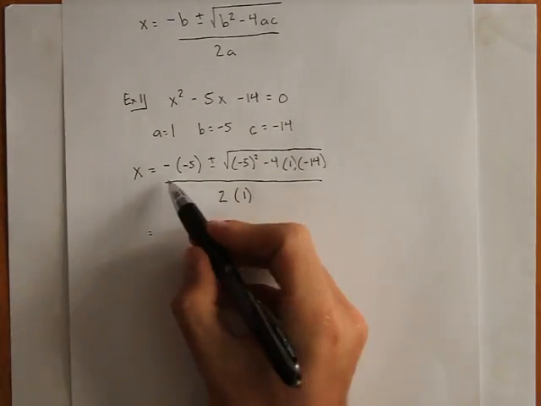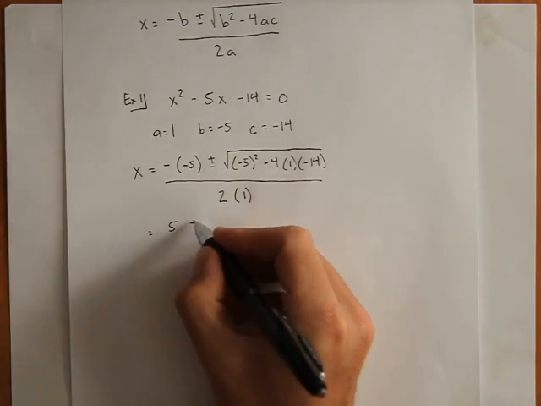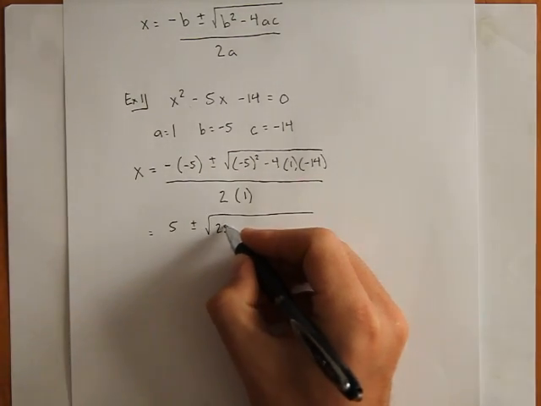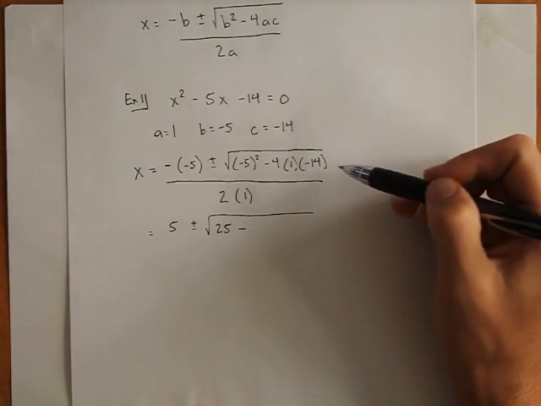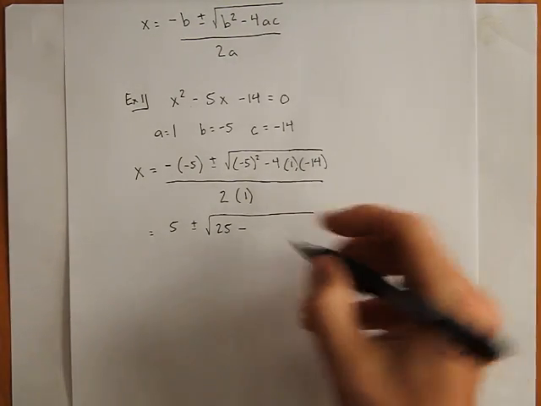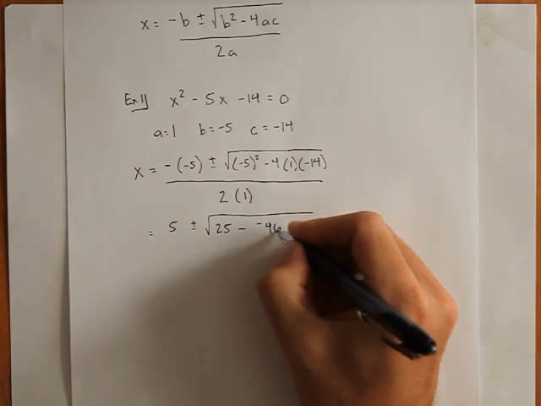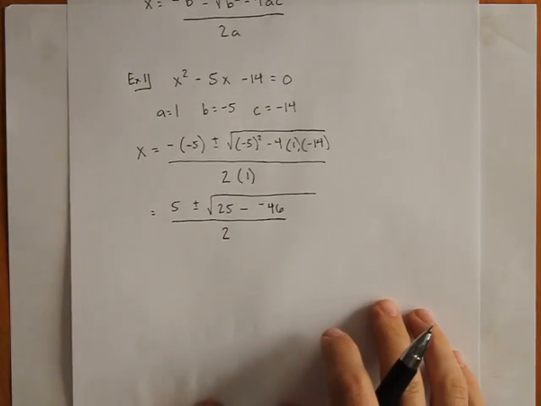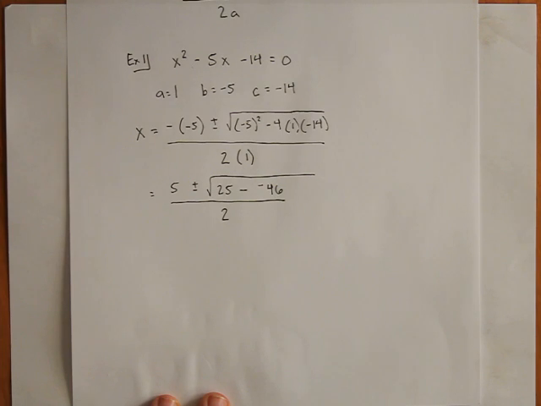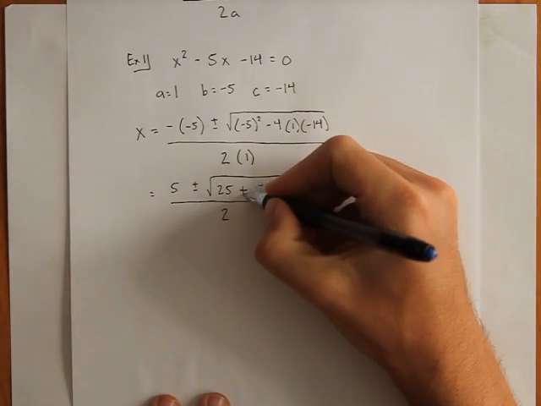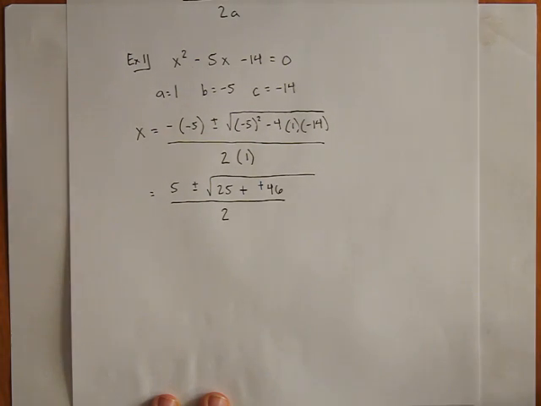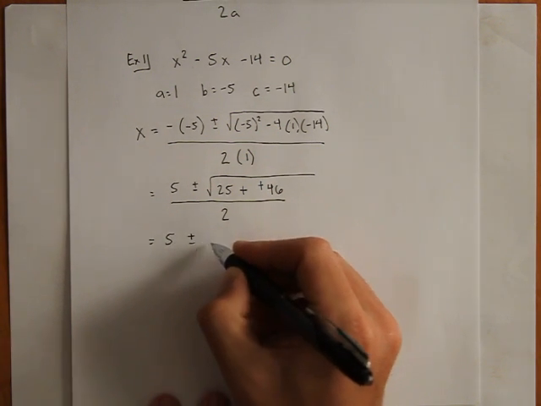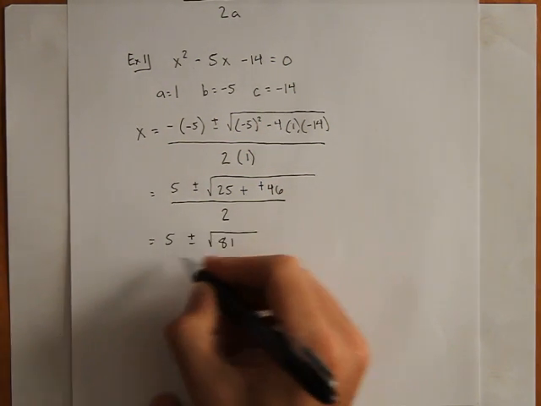So as we continue down, minus a negative becomes a +5, plus or minus (-5) squared, which would be +25, minus 4 times -14, which is going to be minus -56. I'm going to have all over 2 times 1, which is 2. Continuing it all down, if I have a minus, that's going to become plus a positive. So when I combine those terms, I'm now going to have 5 plus or minus the square root of 81, all over 2.